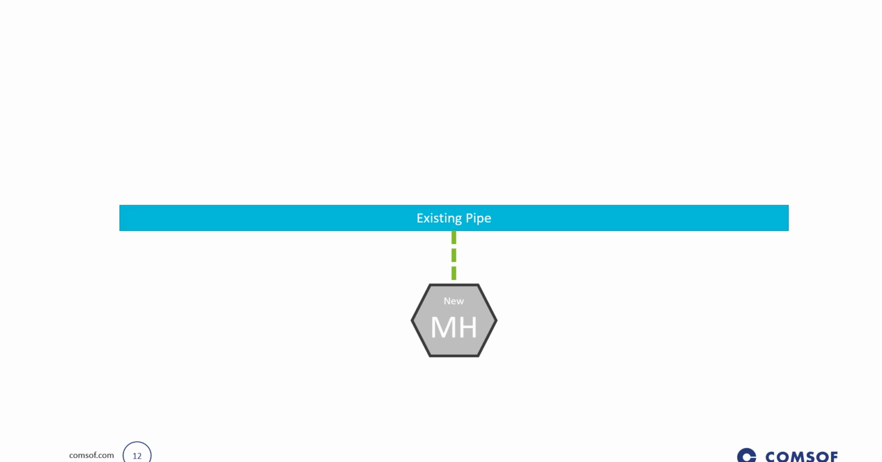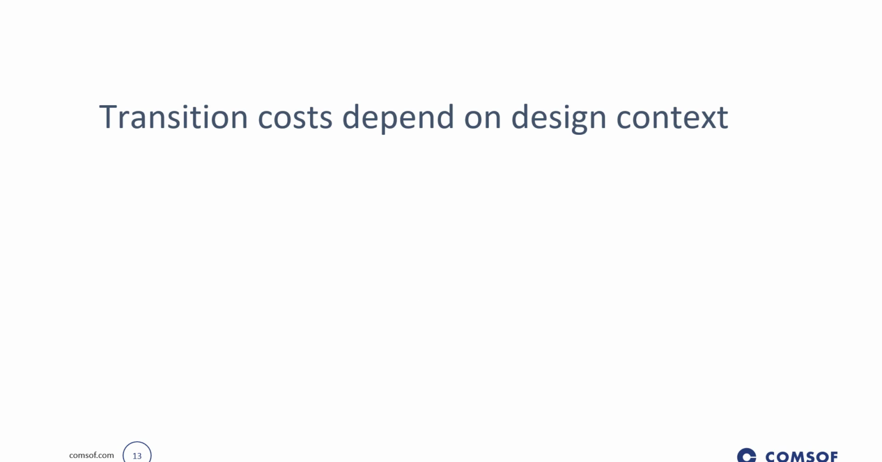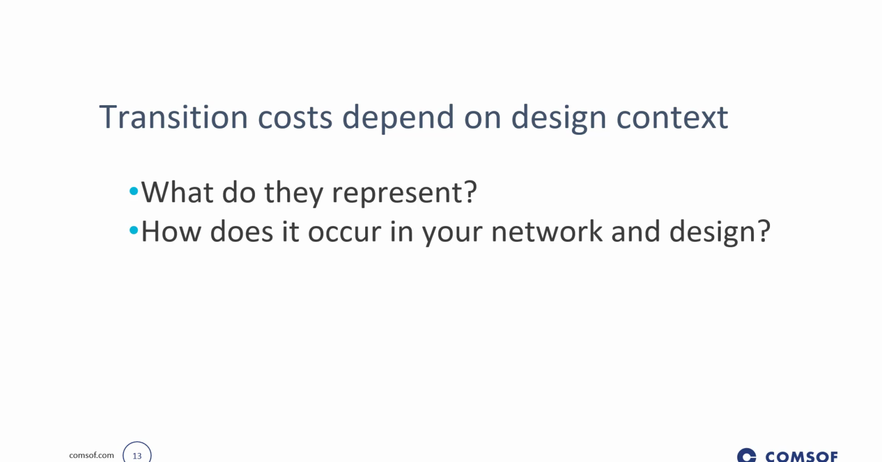Here you can see an existing pipe, and then a new manhole. This transition type will be trenched to existing pipe, despite the fact it appears to be sourced in the manhole. It represents a break into an existing pipe, just as it did in a previous example. This should definitely not be free. There are no universal right answers here. What you choose for a transition cost will depend on the nature of your workspace. Think of what they represent and how they occur in your network and design, and try to use them to capture costs.